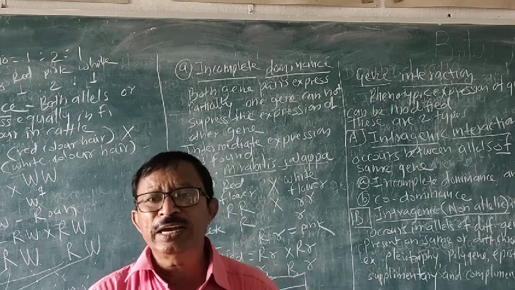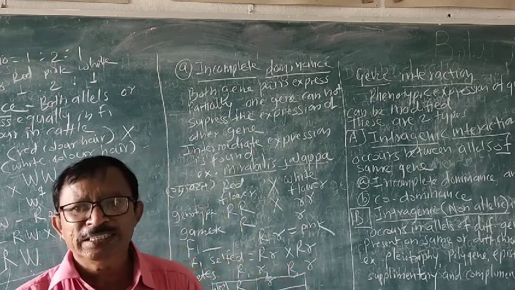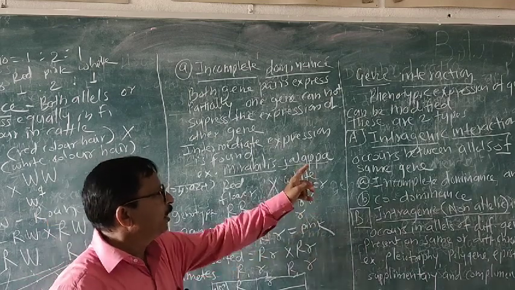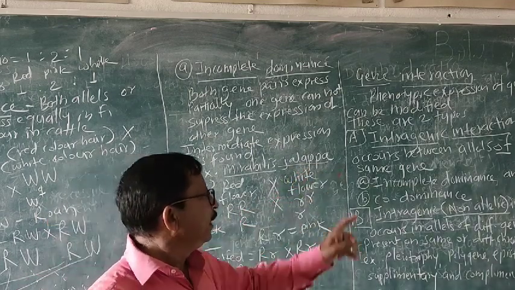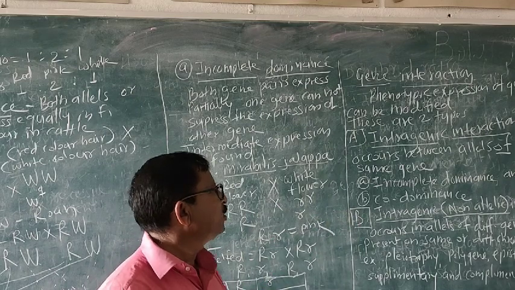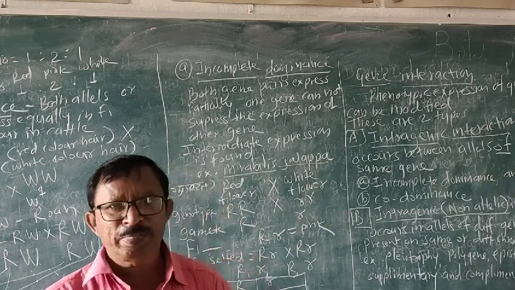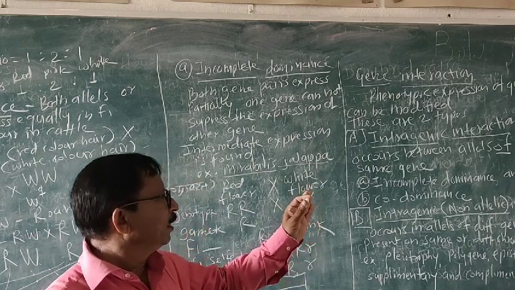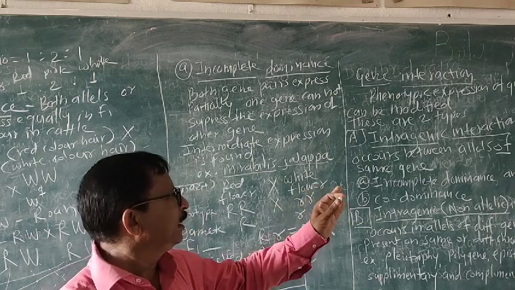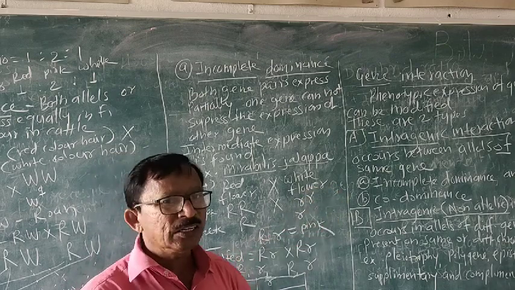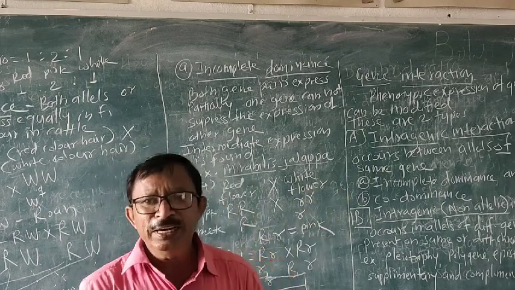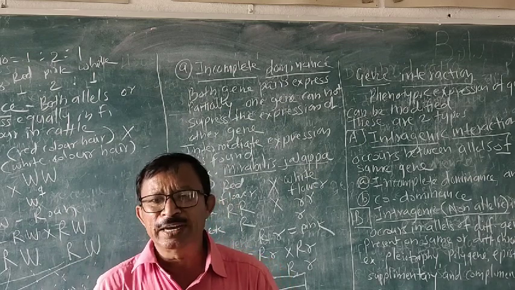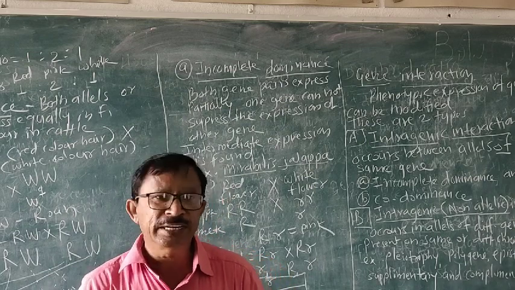Now what is the loci? It is a typical distance from the centromere. Now we are studying here intragenic interaction. It occurs between the alleles of the same gene. The interaction or reaction or change takes place between the alleles of the same gene. What is an allele? It is a pair present on the loci. These are segments of DNA.